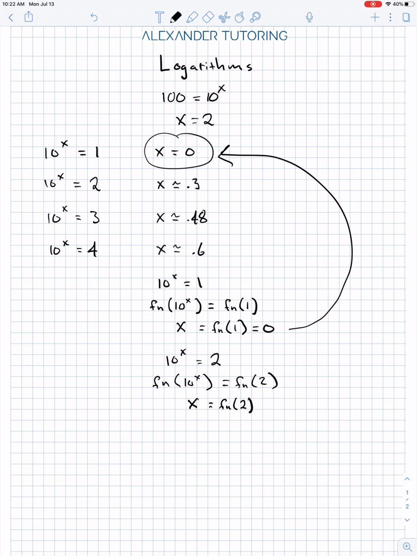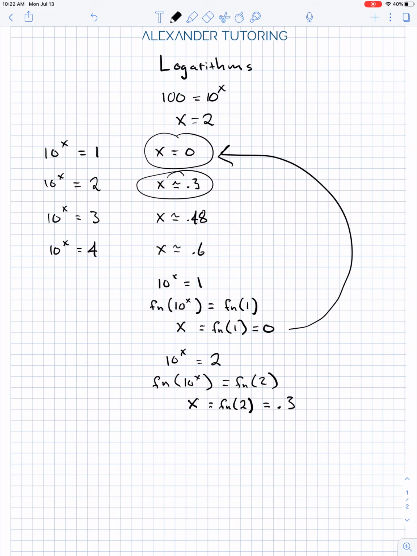And of course, again, the question is, what the hell is f of 2? Because we don't even know what the function is. Except we kind of do. Because by brute force, whatever this function is, we now know that when a 2 goes in, 0.3 comes out. See where I'm going with this? And so we're starting to get some points on a graph here.